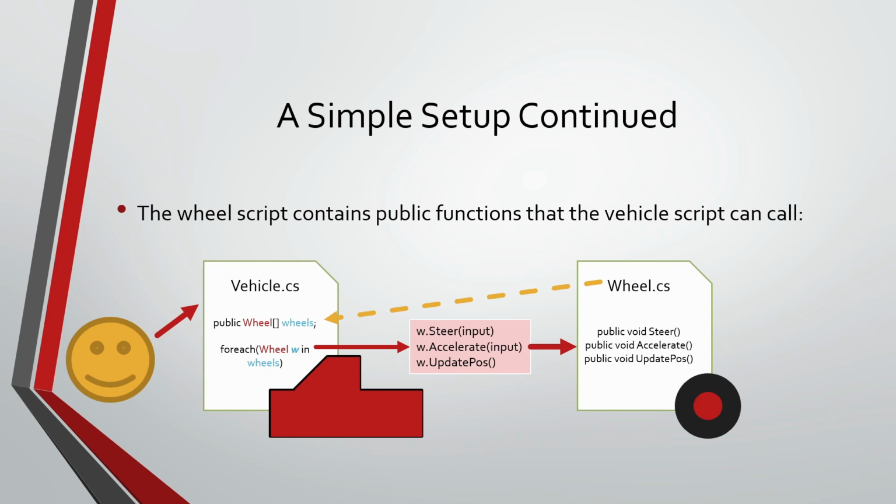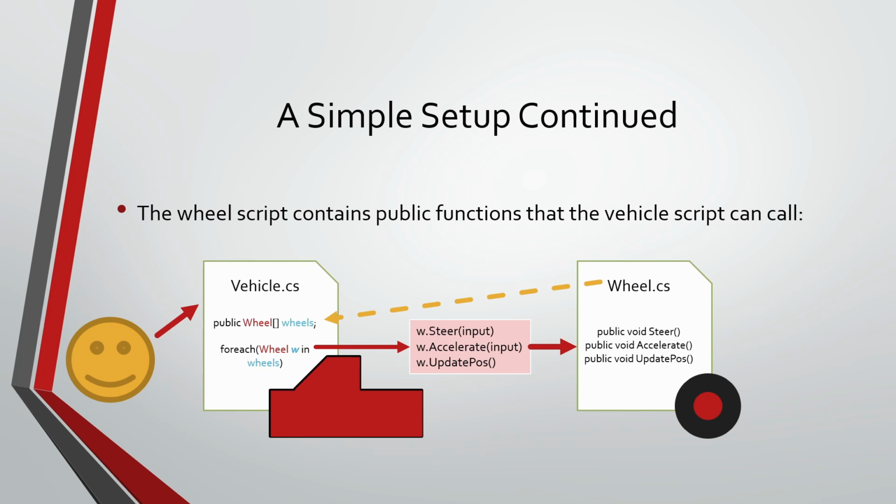So how does this work? Well, our user, us, is actually interfacing with the vehicle. So on the vehicle, we put in our input. We say, what's our horizontal input? What's our vertical input, right? But we set in here this public array of wheels. So when we have this array of wheels that's public, in the editor, we can say how many wheels we want to have. And we can also then call those wheels.